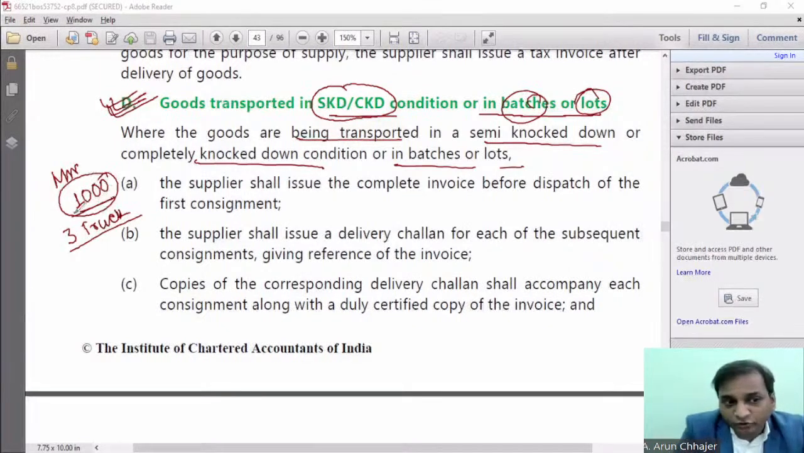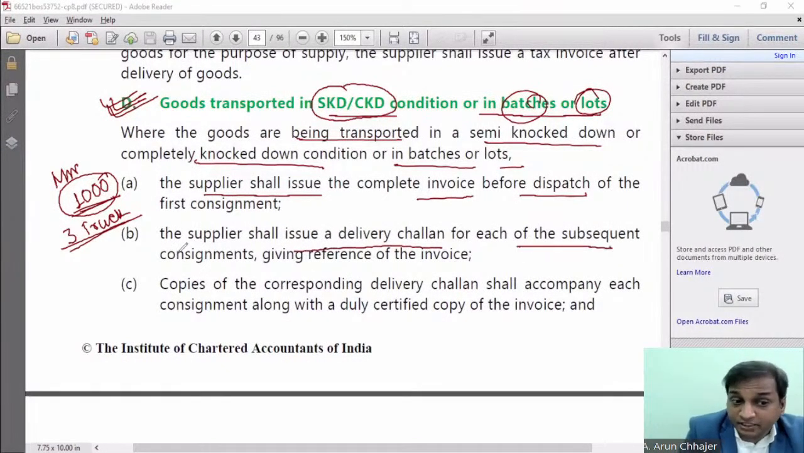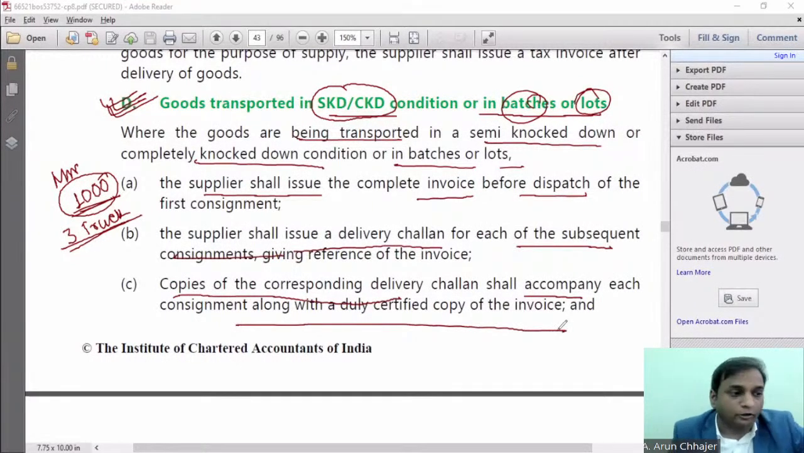So when 1000 quantity is being moved in 3 trucks, how to carry out this movement? They are saying the supplier shall issue the complete invoice before dispatch of the first consignment. The supplier shall issue the delivery challan for each subsequent consignment, giving the reference number of the invoice. Third, copies of the corresponding delivery challan should accompany each consignment along with the duly certified copy of the invoice.